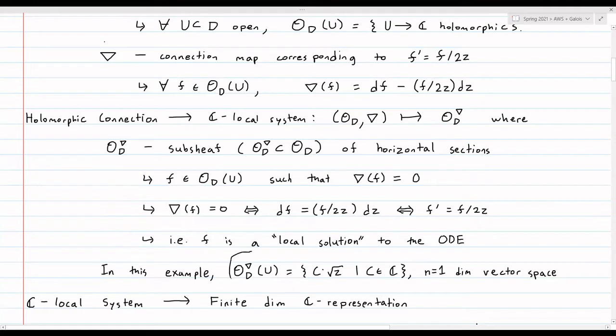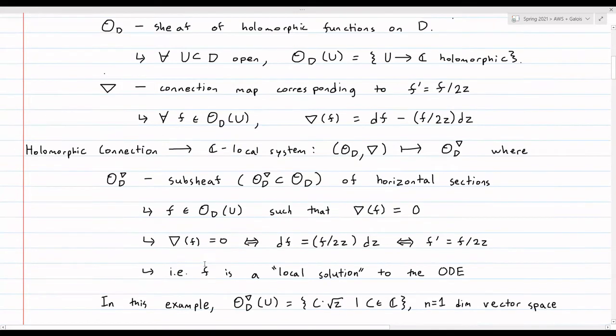So in this example, this sheaf of horizontal sections looks like a one-dimensional vector space over each open set. Over each open set, the solutions to this differential equation, like I solved last time, are a constant multiple times the square root of z. You can solve this differential equation using separation of variables. And so this is a one-dimensional vector space. When we get into the definition of a complex local system, it's a locally constant sheaf of vector spaces. So here we see that it is a sheaf of vector spaces.